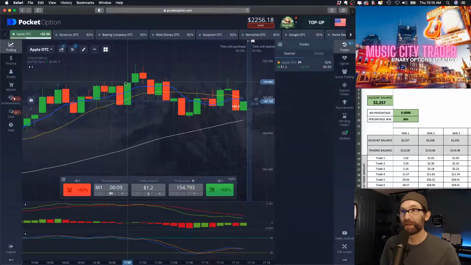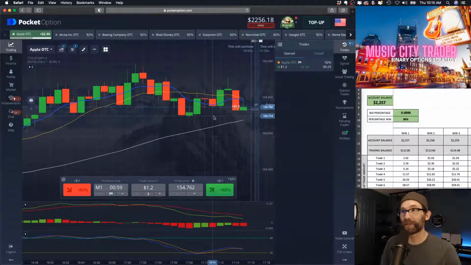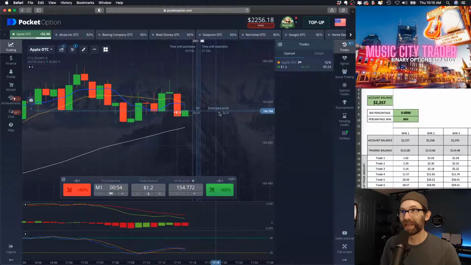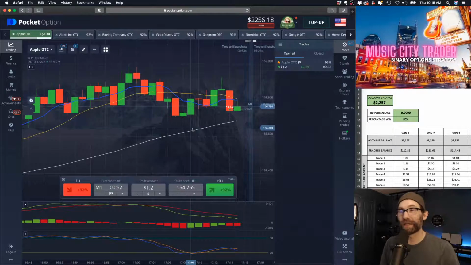This goes red, this goes green. Okay, if you would have gone green here, you would have lost. This goes red, you would have lost this one, but won this one. And so you're really working on the odds of this. You're not actually trying to guess which way the candle is going to go, because guessing which way the candle's going to go over and over again can get you in a lot of trouble.